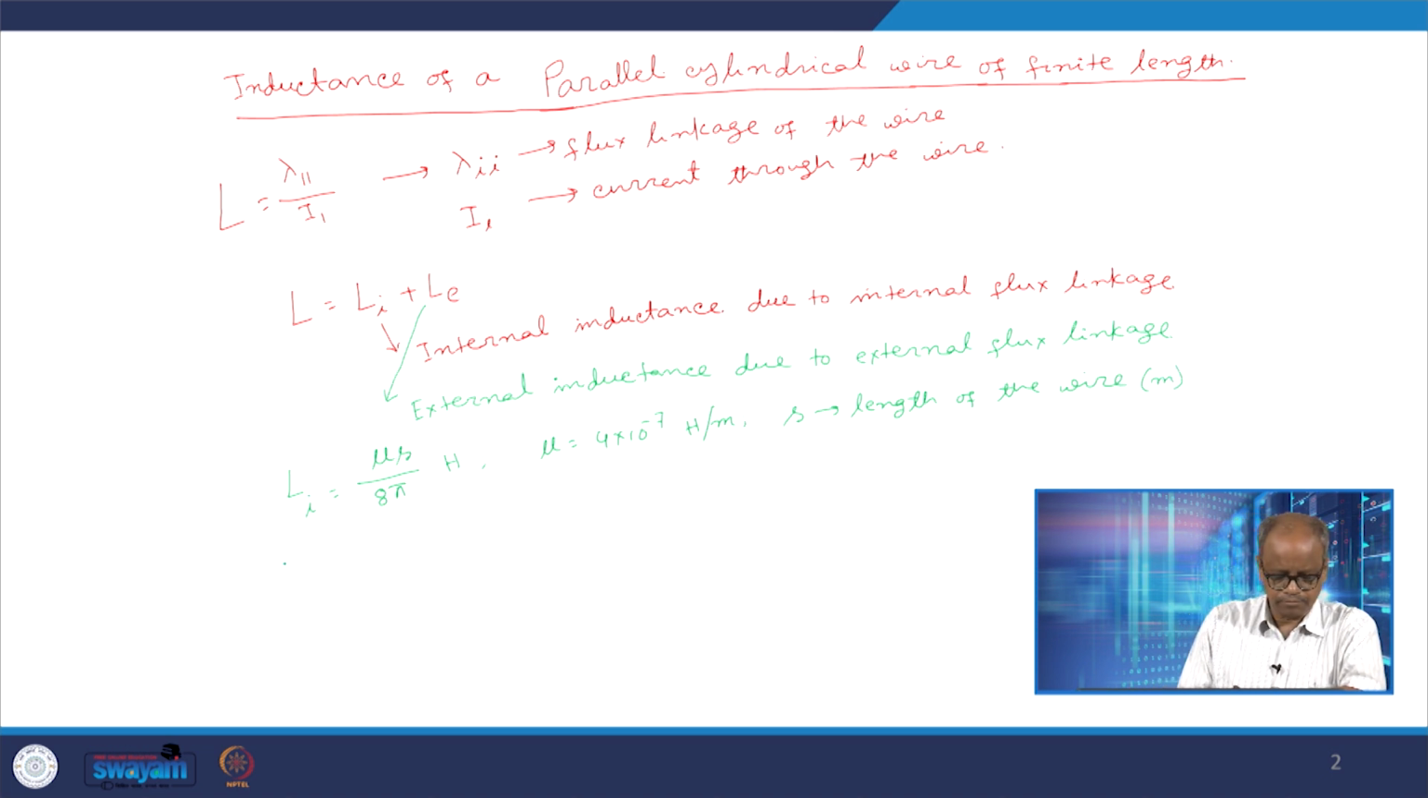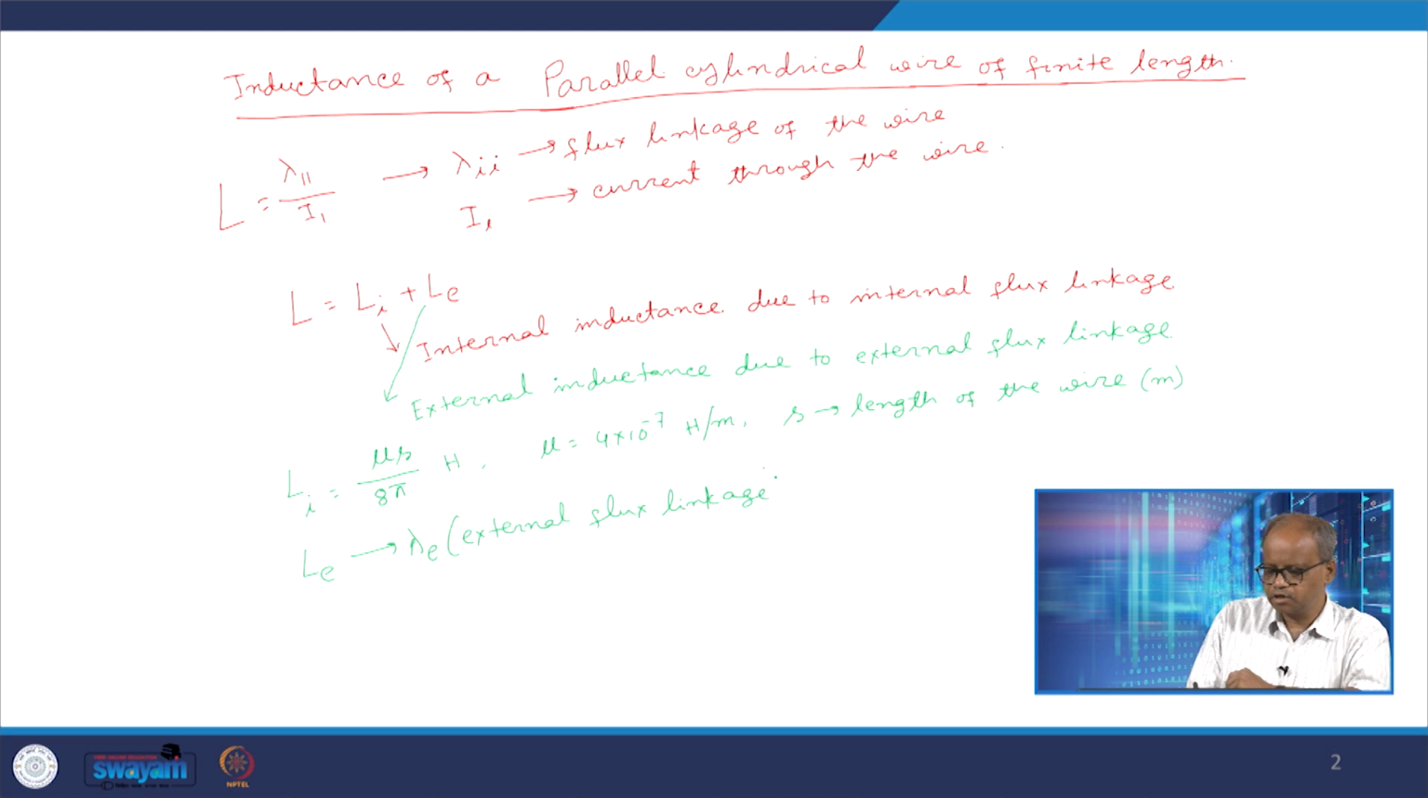Now, for Le, we have to first find out the expression of lambda e. To find out Le, we have to first find out lambda e. What is lambda e? Lambda e is the external flux linkage.